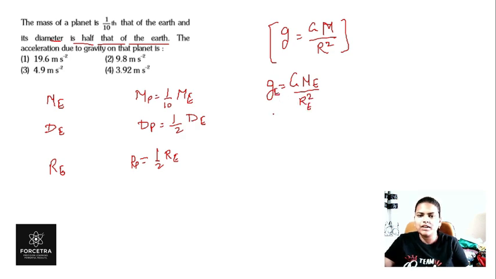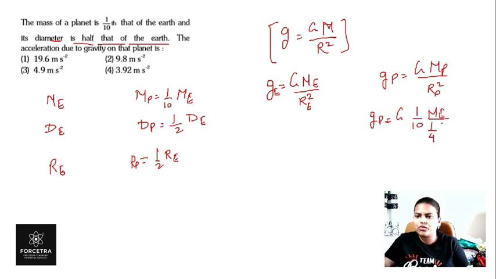This is for Earth, and for the planet it would be gP is equal to capital G into mass of the planet divided by the radius of the planet squared. Now just substitute the mass of the planet and the radius of the planet in terms of Earth. So gP is equal to capital G into 1 upon 10 mE divided by 1 upon 4 rE squared. So these terms would make gE, and 1 upon 10 into 4.